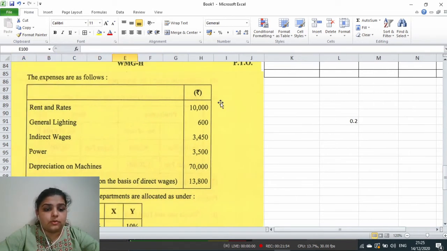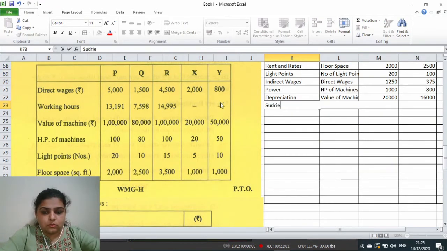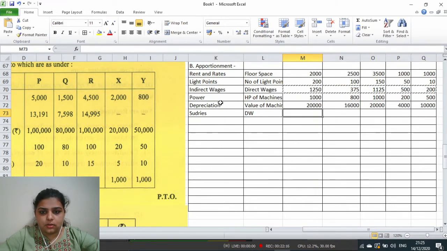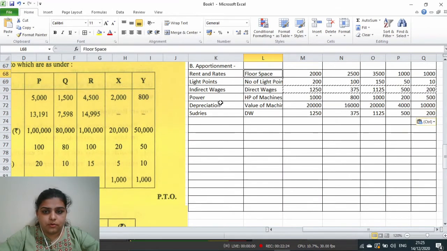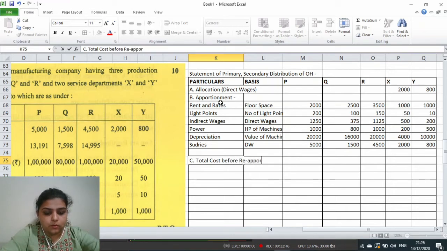Last is sundries, to be apportioned on the basis of wages. So sundries on the basis of direct wages, that would be 13,800. What I am going to do is copy this and just change the value 800. It is 1 rupee per rupee of direct wages. So I can directly write 5,000, 1,500, 4,500, 2,000, and 800. So now I have got total cost before reapportionment.